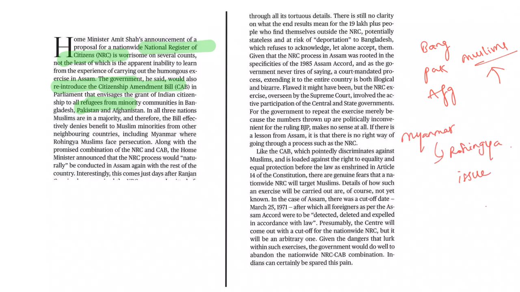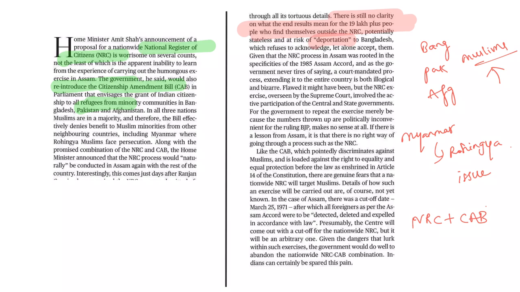and they are facing persecution there. And now the center is also planning to combine both NRC and CAB, that is the Citizenship Amendment Bill, and also they want to conduct this NRC process not only in Assam but over the country also. But here the question is, we still have no clarity on what the end results mean for the 19 lakh plus people who are out of the NRC process now. And also we have not had any talks with Bangladesh about the deportation of these people.